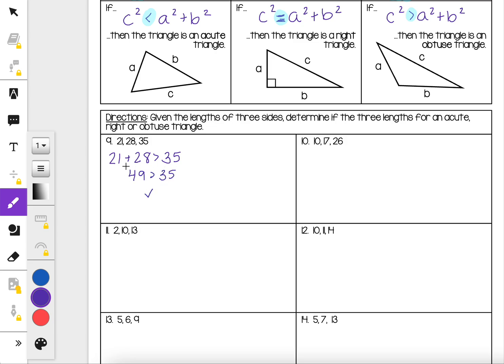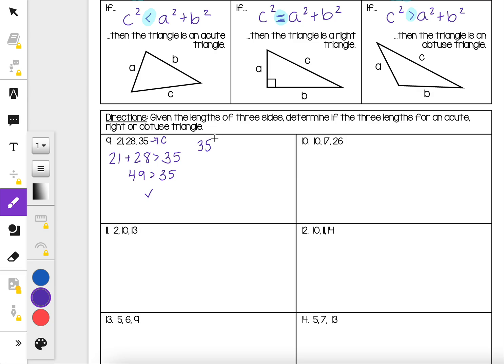So I'm going to check here, and the length of my two smaller sides, when I add them together, is greater than the third side. So I know this is a triangle. So now I'm going to jump into that Pythagorean theorem converse. So my largest side is going to be my c value.